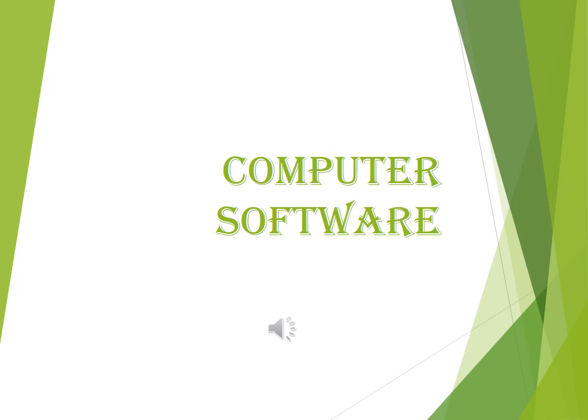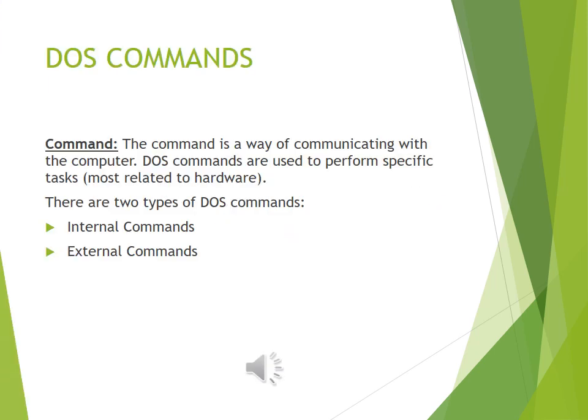Now we will continue the chapter computer software, which is chapter number 7 in your notebook. What is a DOS command? The command is a way of communicating with the computer. DOS commands are used to perform specific tasks which are mostly related to hardware. There are two types of DOS commands: internal commands and external commands.